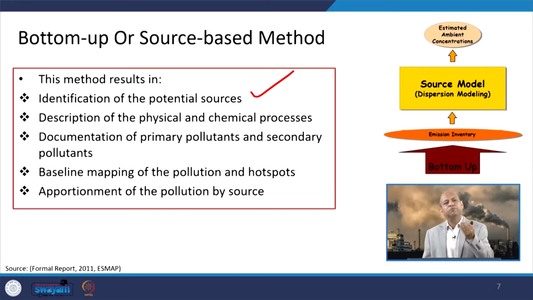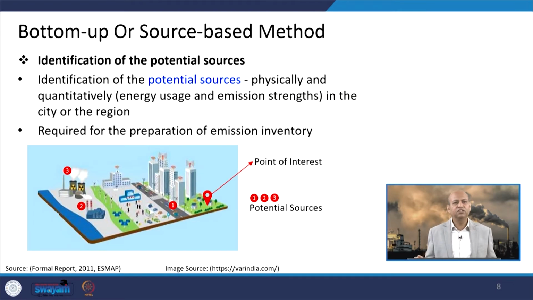Then we need baseline mapping and pollution hot spot levels, because there may be an intersection of transportation routes or highways, so there may be very high emissions of NOx or CO. We have to point out that these are the hot spots. Or there may be particular industries in nearby areas, or power plants, so SO2 or particulate matter may be higher in those places. So, we have to identify the hot spots and do the baseline mapping. Then we need to do the apportionment of the pollution by source using dispersion modeling.